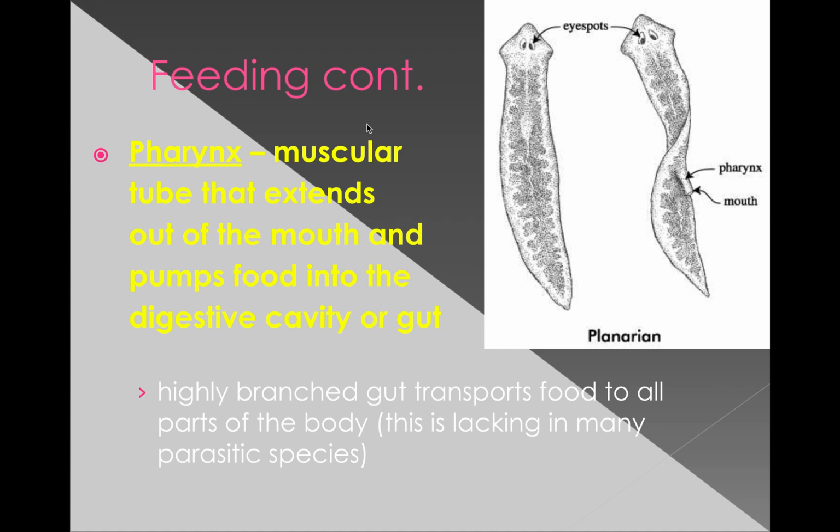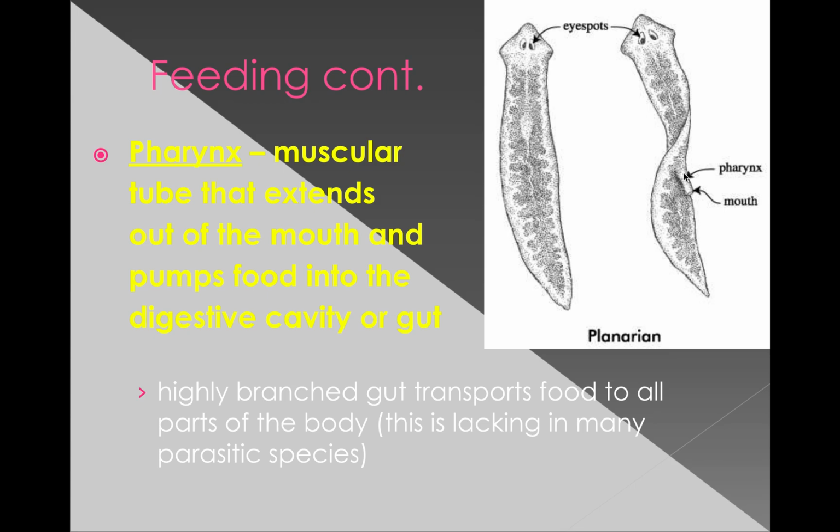It's called a pharynx. And a pharynx is a muscular tube that extends out of the mouth and pumps food into their digestive cavity. Again, not a digestive tract, just a cavity that they have. It's weird. So please note, their mouth is not where their head is. Okay, that's a little strange. Their mouth is in the middle of their body. The mouth is just the opening. This pharynx is a muscular tube that goes in and out of the animal.